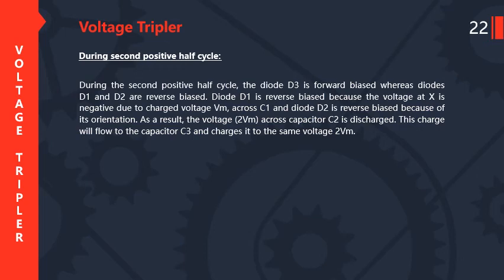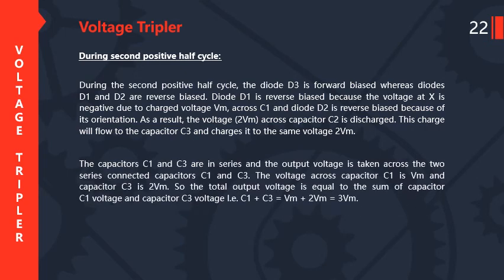This charge will flow to the capacitor C3 and charge it to the same voltage 2Vm. The capacitors C1 and C3 are in series, and the output voltage is taken across the two series connected capacitors C1 and C3. The voltage across capacitor C1 is Vm and across capacitor C3 is 2Vm. So the total output voltage is equal to the sum of capacitor C1 voltage and capacitor C3 voltage. That is, C1 plus C3 is equal to Vm plus 2Vm is equal to 3Vm.